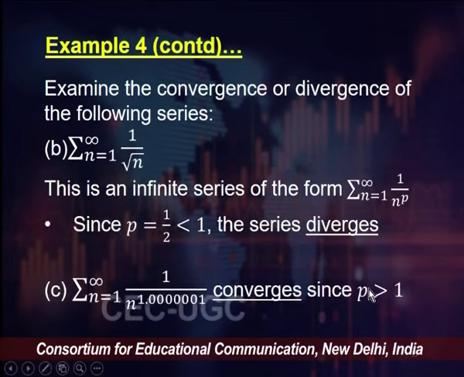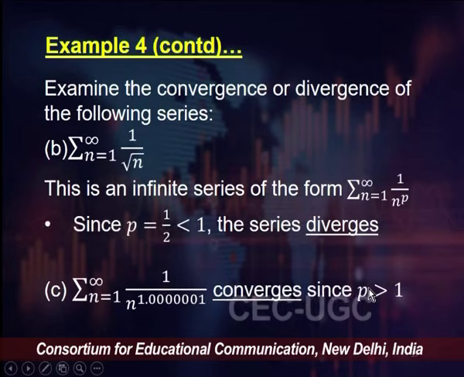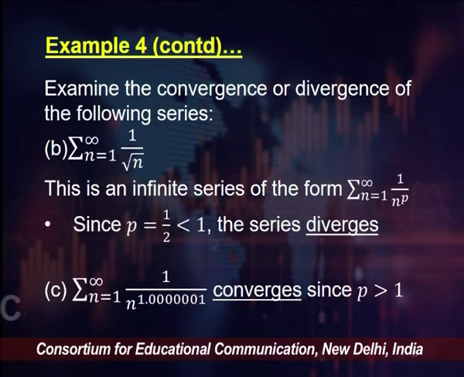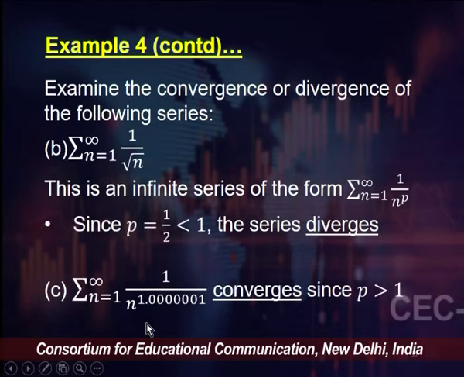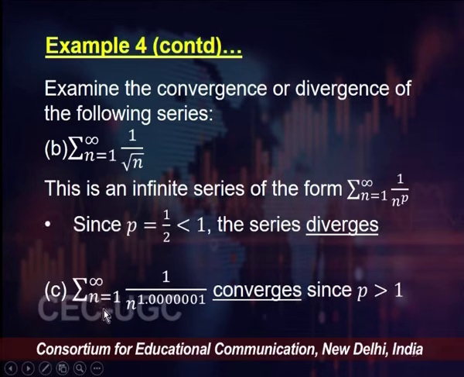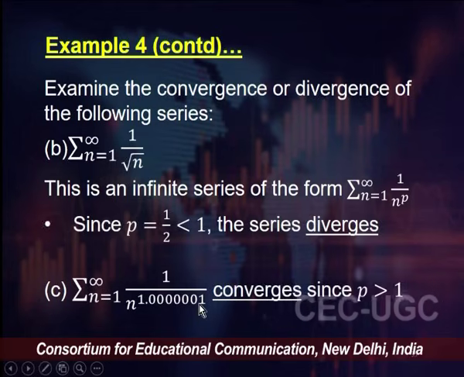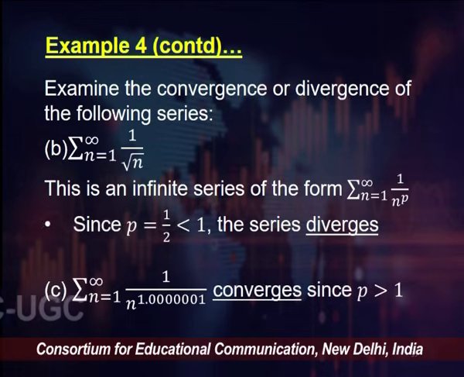Then in the next part we have the series 1 by square root of n. So this is of the form 1 by n to the power p, where you can clearly see that p is equal to half, which is less than 1. So the series diverges. Okay. You have part C, which is of similar flavor, where you have a series which is summation 1 by n to the power 1 point, several zeros and 1, and because p is more than 1, this series converges.